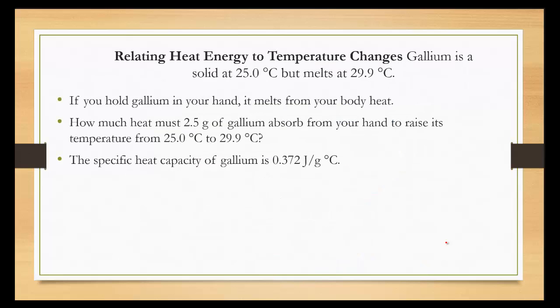We can use this equation to do some practice problems. If you hold gallium in your hand, it melts from your body heat. How much heat must 2.5 grams of gallium absorb from your hand to raise it from 25 degrees Celsius to 29.9 degrees Celsius? So here is our mass in grams. We subtract these two to find the change in temperature. So this is our delta T, and that's going to be 29.9 minus 25.0, which is equal to 4.9.